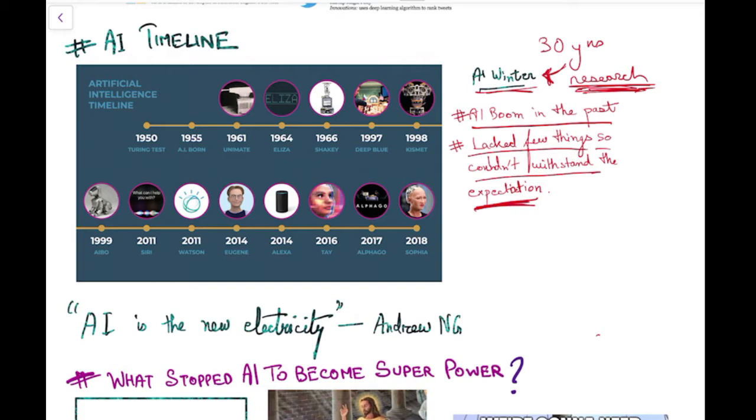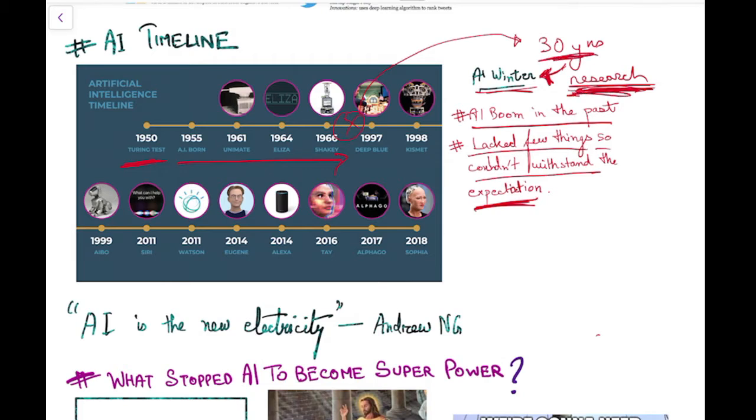So in this video, we will discuss the artificial intelligence timeline. The inception for artificial intelligence happened in 1950 with the creation of the Turing test. Right after that, for a couple of years, it boomed, and then suddenly it stopped for nearly 30 years. This period is known as the AI winter, as the research in that field stopped for that many years.